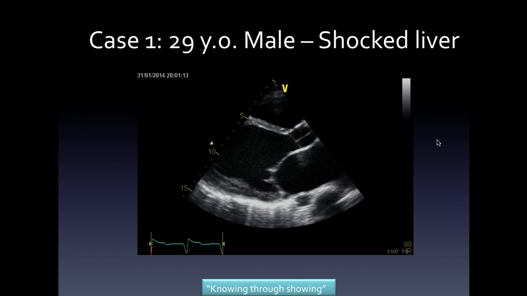What I want to do now is do a bit of knowing through showing, and just basically try and discuss a few cases. I've purposely chosen recent cases so that I'd actually remember what is going on with them. And I've chosen some pretty pictures, and I've chosen some ugly pictures, because that's the world we work in.